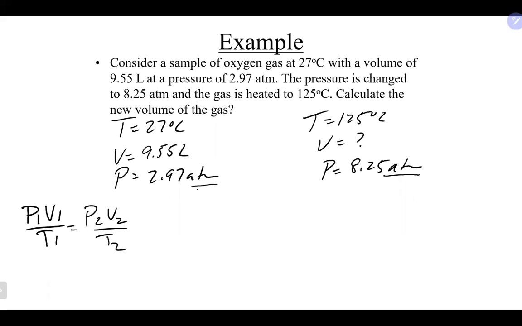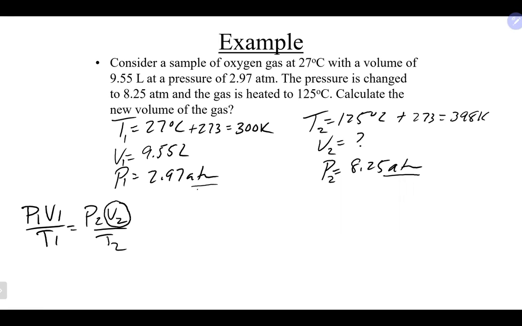Our temperature here, we're going to convert to Kelvin like normal. So we're going to add 273 to this one, which gives us 300 Kelvin, and 125 plus 273 gets us 398. We basically can call the first set 1s, the second set 2s. And by the way, in reality, it doesn't really matter which is which, as long as you keep all the information that goes together. We're actually looking for V2.